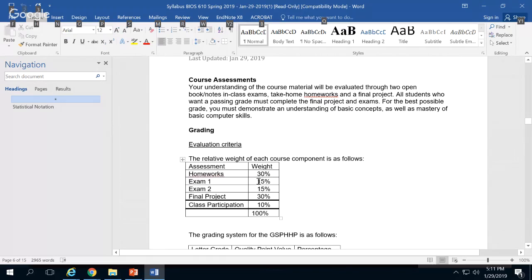You will have 2 exams worth 15% each, so cumulatively they're worth the same as the homeworks. I will say these are probably not as easy to get 100% on or do very well at as the homeworks. However, they will be based on the same material as the homeworks and the lectures. So I'm not going to put surprises in the exam. They'll be based on the things that we cover in the lectures, in the labs, and in the homeworks.